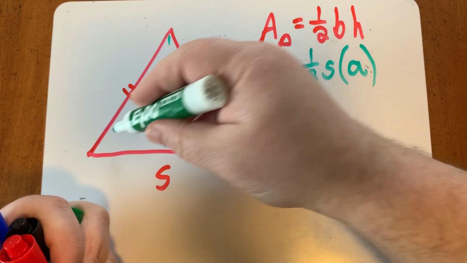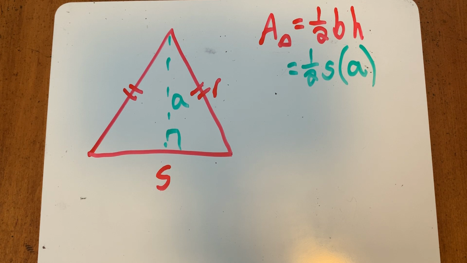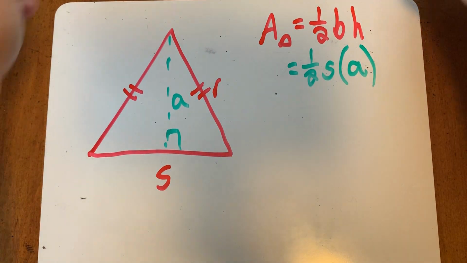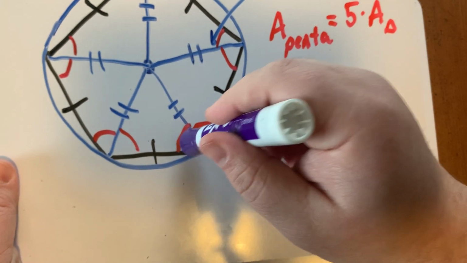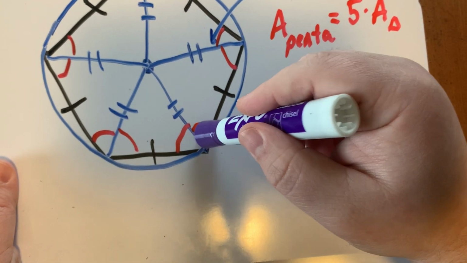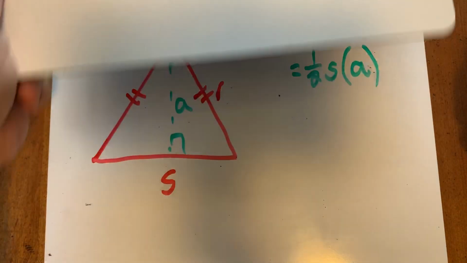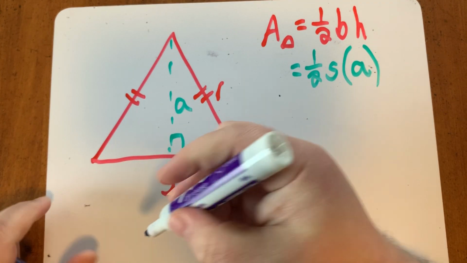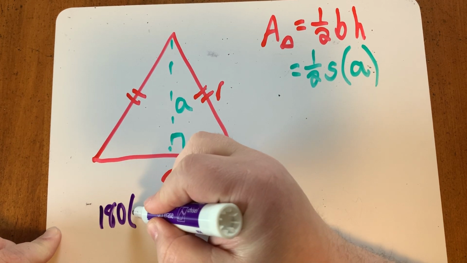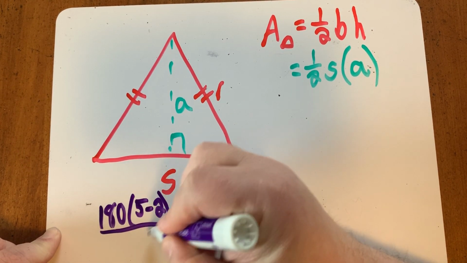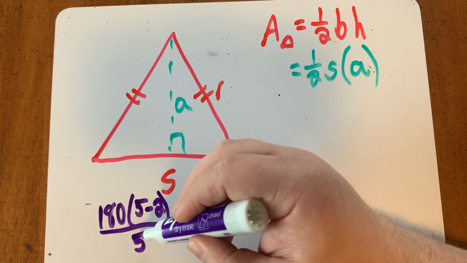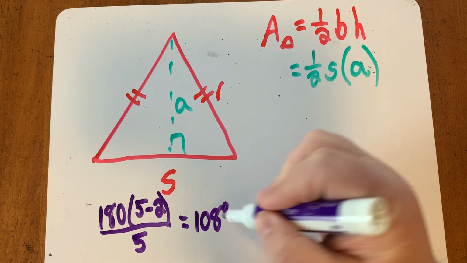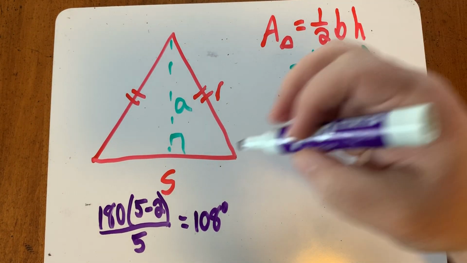Now we're able to find out the measures of these angles, because each of these is one of those, well, those would be two congruent parts of one angle, so each of these would be half of that angle measure. Hey, we know how to find an angle measure in a regular polygon. It's 180 times n minus 2 all over n. So 180 times 3 is 540, divided by 5 is 108.